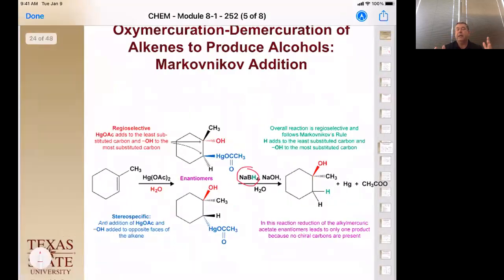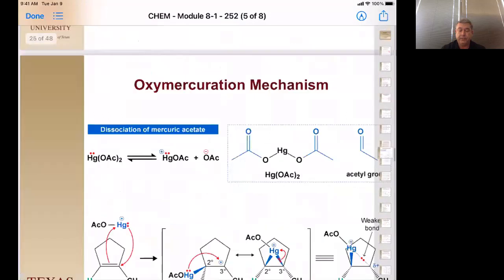Does this mechanism involve a carbocation? It can't. It can't involve a carbocation because we would have a mixture of syn and anti products. The fact that we only have an anti product tells us we don't go through a carbocation. And it tells us that the mercury is going to add to the least substituted carbon. So what's the advantage of this reaction?